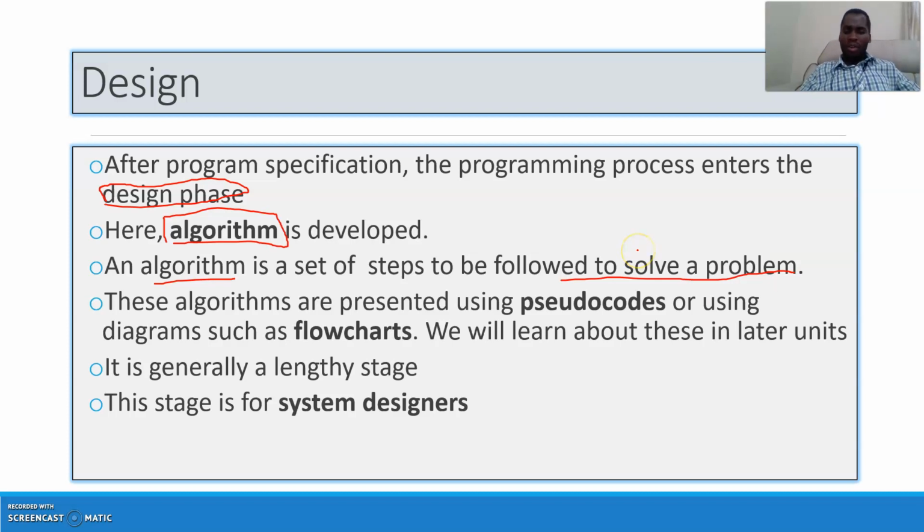So you develop algorithms, and these algorithms may be presented in different forms. You can present them using pseudocode, or you can present them using flowcharts. We are going to look at how we present these algorithms later using pseudocodes and flowcharts in later units. But this is a phase where you actually come up with a design of your program. You are translating the requirements into a design ready for the development, how your program will look.